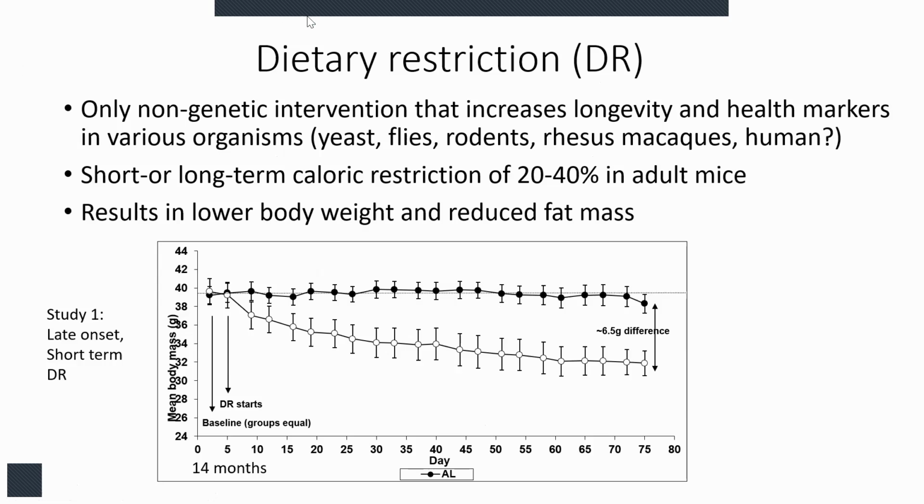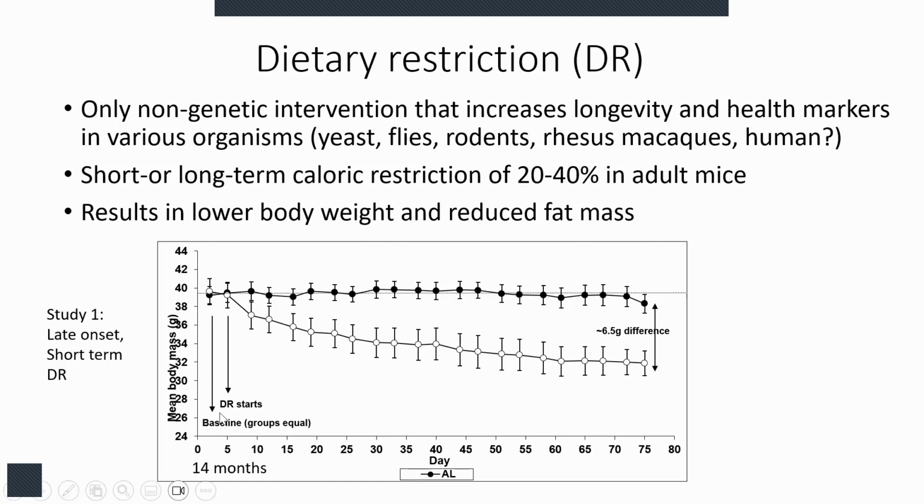So our model, dietary restriction. Aging researchers know that this is the only non-genetic intervention that increases longevity and health markers in various organisms, starting from primitive single-celled ones such as yeast, over flies, rodents, and to rhesus macaques, and there might be some data on humans too, but it is very hard to keep this regime for a longer time. So we discriminate between short and long-term caloric restriction, and restriction itself can be in the range of 20 to 40%. This results in a lower body weight, and you can see this here in the scheme, and of course reduced fat mass because there is mainly lean mass.